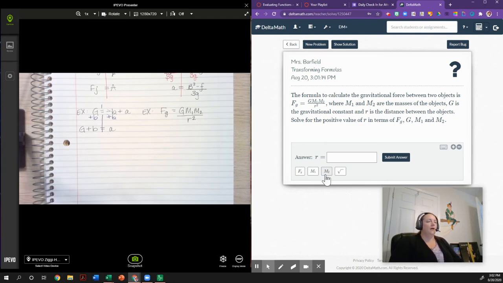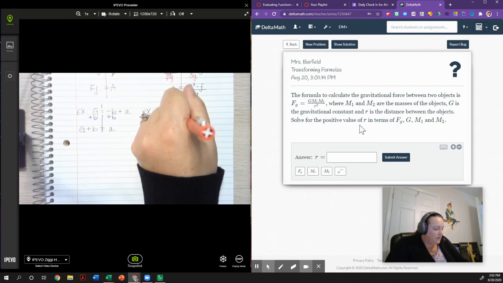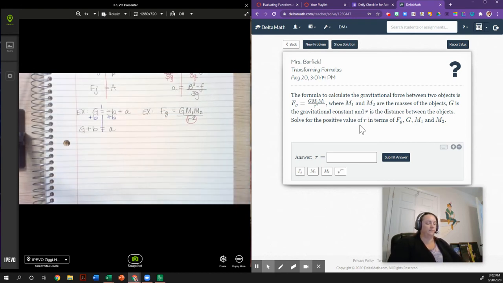Okay. All right. And we are trying to solve for the positive value of r. So, that means right now I need to solve for r squared. R squared is in the denominator. That's a horrible place to be. Okay. Because I can't add or subtract anything because it's trapped in that denominator. So I need to get it out of the denominator.